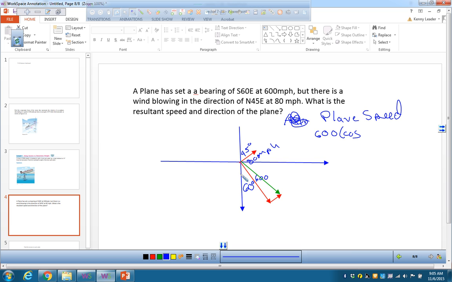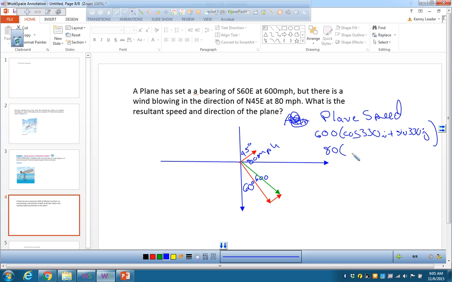How many degrees is this? Plus 60 more makes 330. Okay, so you have 600 cosine 330 in the i, plus 600 sine of 330 in the j. This one is just 80 mile an hour wind, right?